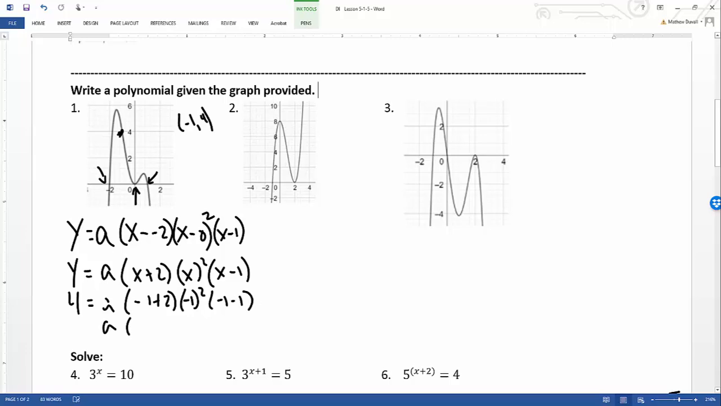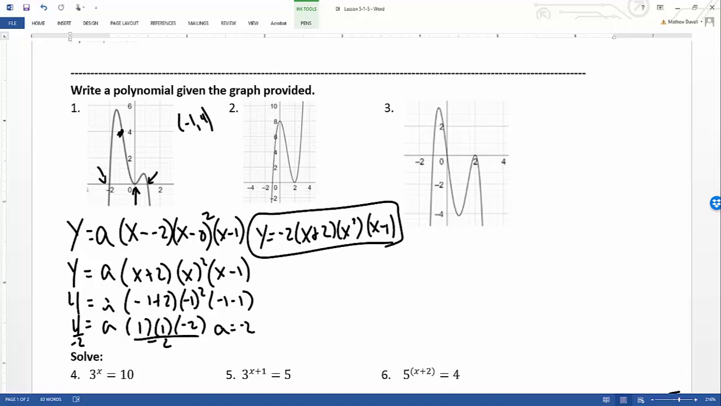So a times, this is 1 times negative 2 equals 4. So this is all negative 2, so divide by negative 2, you're going to get a equals negative 2. So then you can write it as y equals negative 2 times x plus 2 times x squared times x minus 1.